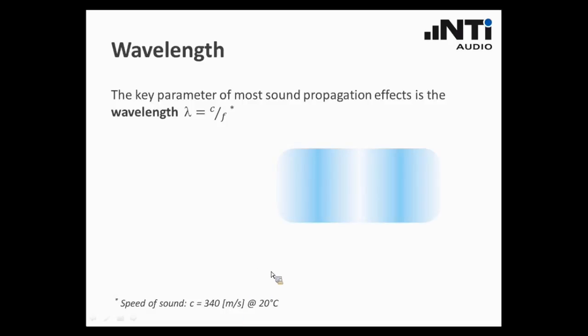So how do we get the wavelength, or how can we imagine the wavelength? Let's assume we are again in the far field. We have a sound wave propagating here. Now we could plot the sound pressure level in that far field, and by measuring the distance between the wave crests or the wave troughs, we would get the wavelength lambda.